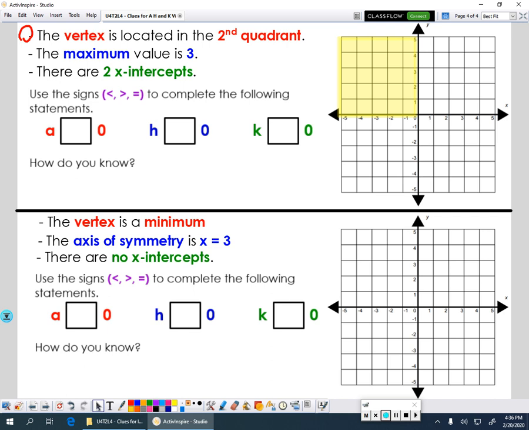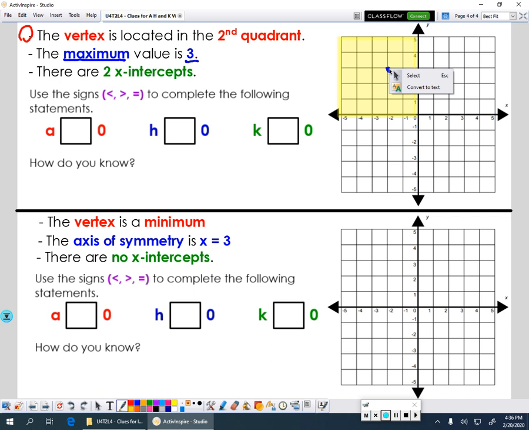Okay, my second clue says my vertex is a maximum value, and it's 3. So the highest point of this parabola is going to be at 3. Now it doesn't tell me any more, so it could be anywhere. My vertex could be somewhere along this line where the maximum value is 3. We're just going to pick that. The maximum value is 3, so I'm going to say here.